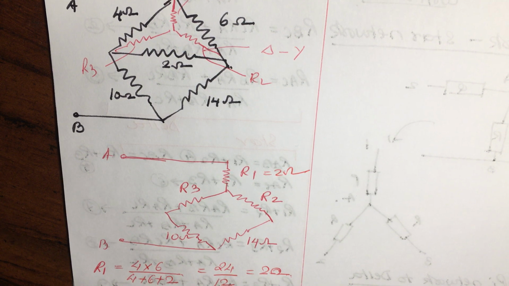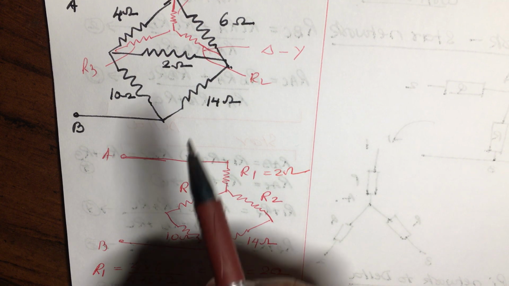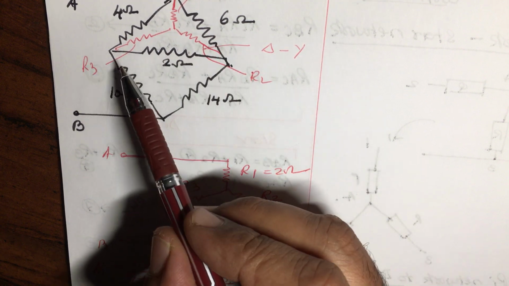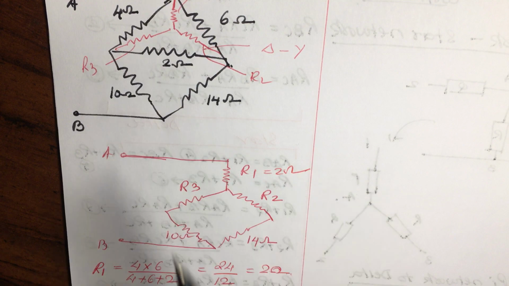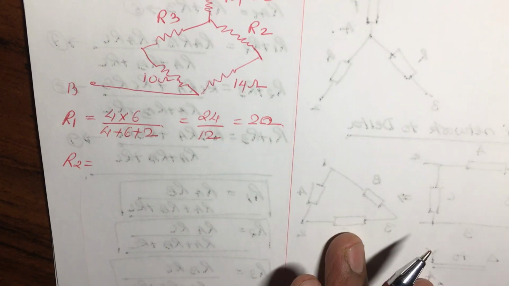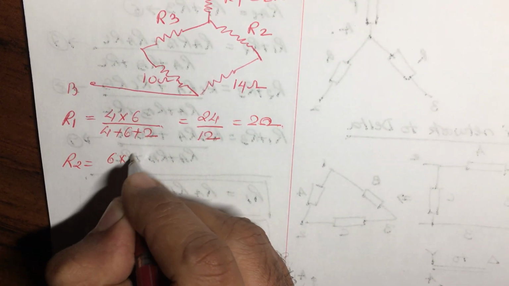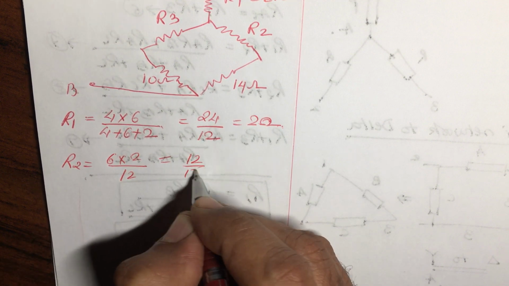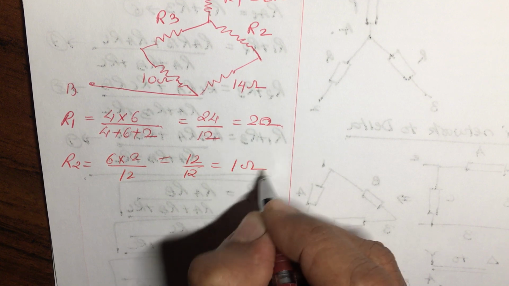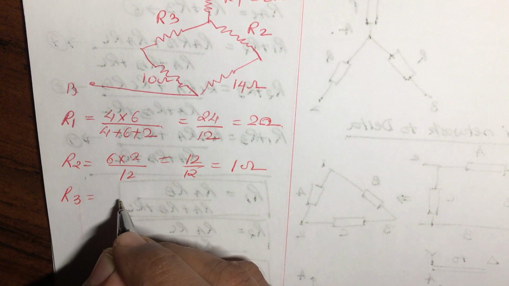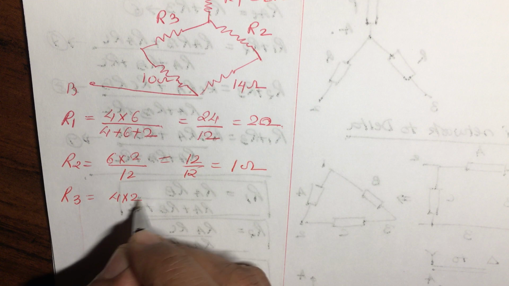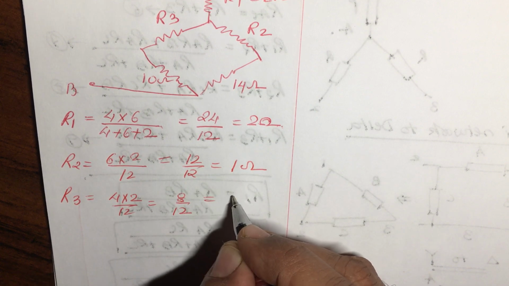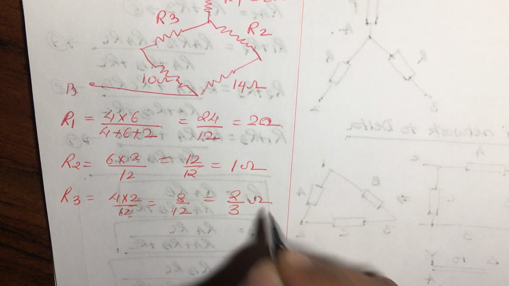Now R2 देख लेते हैं because we will have to go down. R2 के लिए कहाँ गया R2? R2 is 6 and 2 and R3 is 4 and 2. So R2 is 6 into 2 upon the same thing 12. So that will be 12 by 12, which is 1 ohm. And R3 will be 4 and 2. So it will be 4 into 2 by 12, that is 8 by 12. So it will be 2 by 3 ohm.